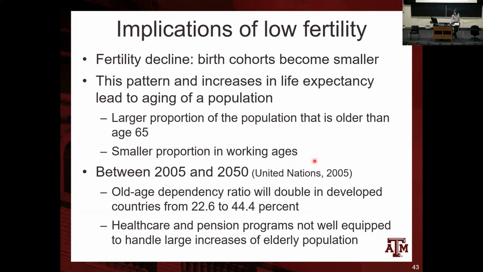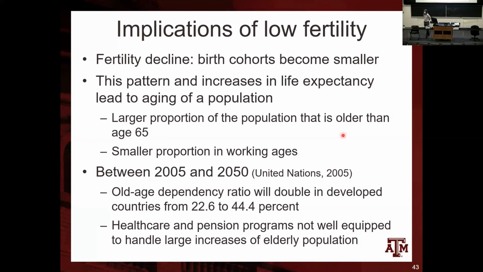What are some of the implications of low fertility? When we have really steep declines in fertility, the birth cohorts become smaller. That means that we have a smaller proportion of children in the population, right? With a smaller proportion of children and increases in life expectancy, people getting older, you start to have population aging. We're going to have a higher proportion of people in older ages. The proportion of the population older than 65 will increase in all these countries, and we're going to have a smaller proportion in working ages.